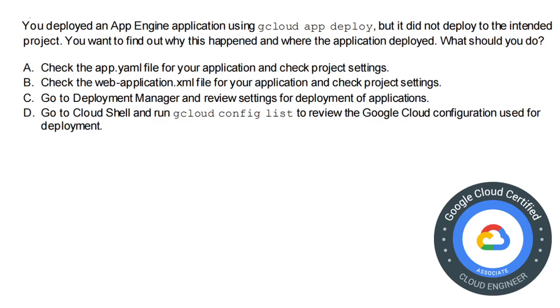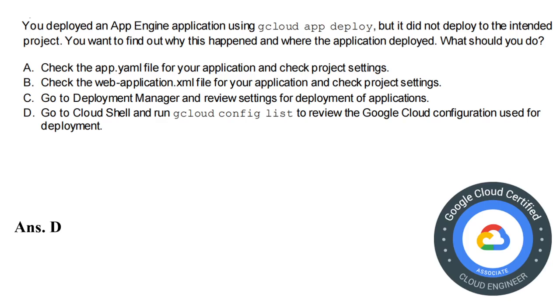You deployed an App Engine application using gcloud app deploy, but it did not deploy to the intended project. You want to find out why this happened and where the application deployed. What should you do? So we have different options for this. So the correct answer is option D.